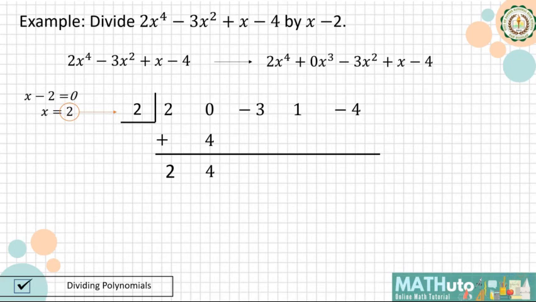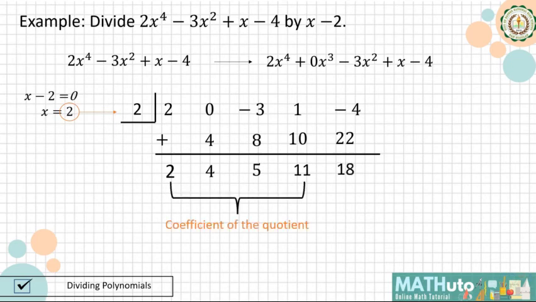Repeating the process, we have 4. Multiply it by a, which is 2, which is 8. And negative 3 plus 8 is equal to 5. Multiply it again by a. 5 times 2 is 10. Then 1 plus 10 is 11. And 11 times 2 again is 22. And negative 4 plus 22 is 18.